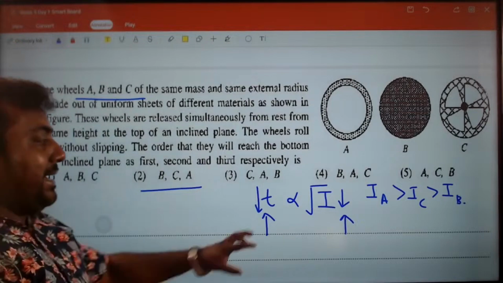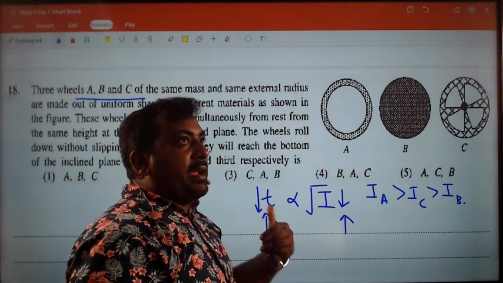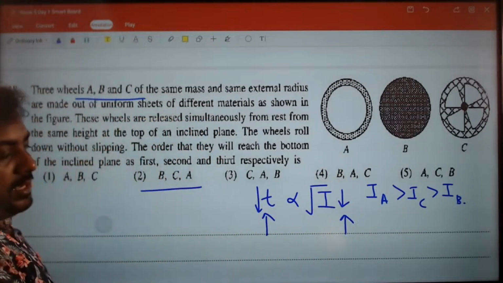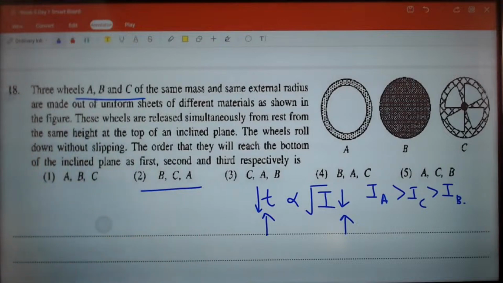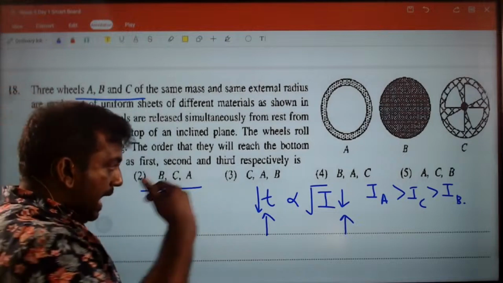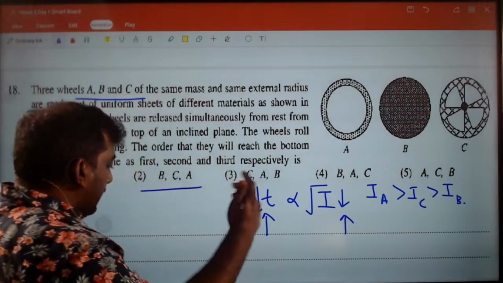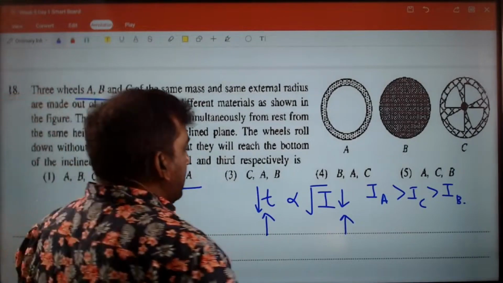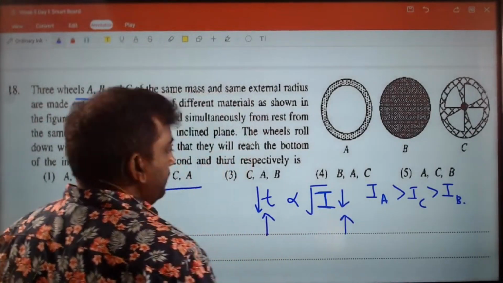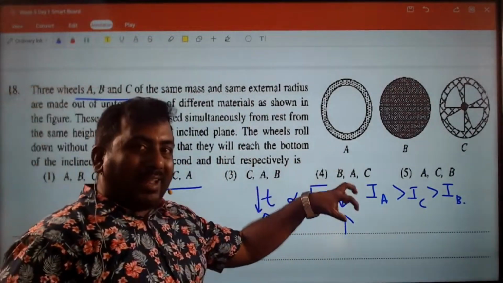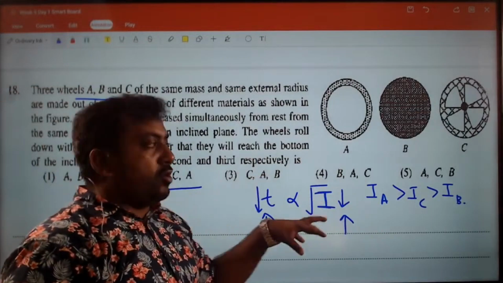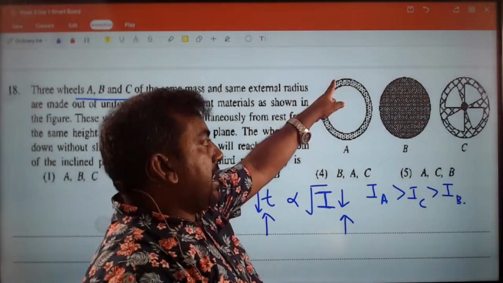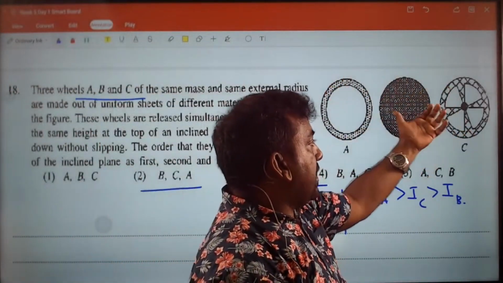Smaller the inertia, lesser the time taken to reach the bottom. Larger the inertia, greater the time taken to reach the bottom. So here, smaller inertia, lesser time; large inertia, more time. Here we have greatest inertia, second greatest inertia, and smallest inertia.